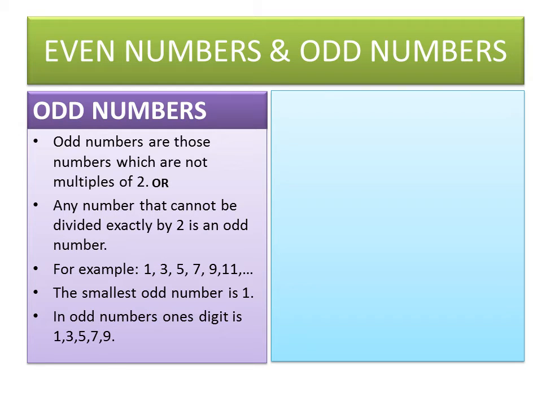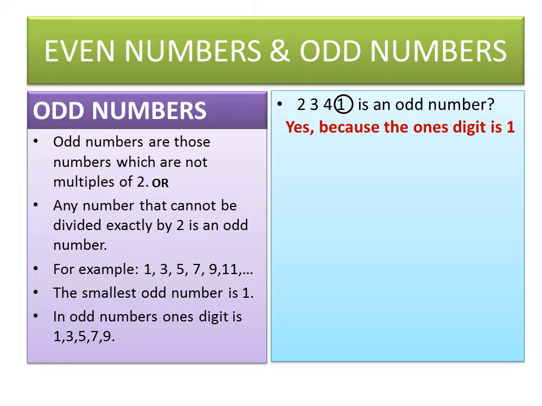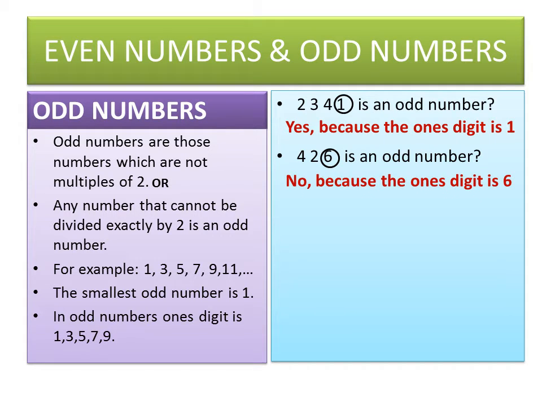Note, in odd numbers, the one's digit is 1, 3, 5, 7 and 9 only. For example, is 2341 an odd number? Yes, because the one's digit is 1. Is 426 an odd number? No, because the one's digit is 6.